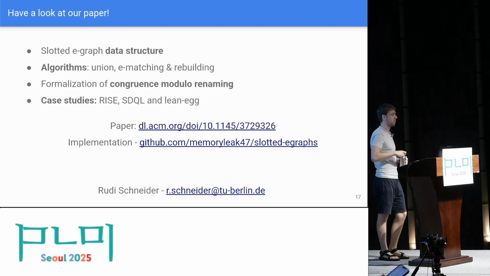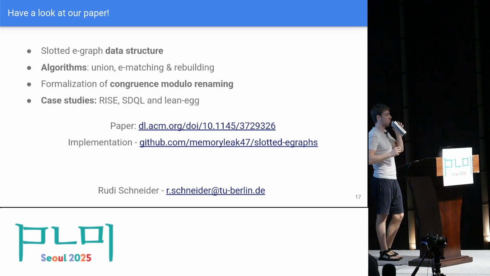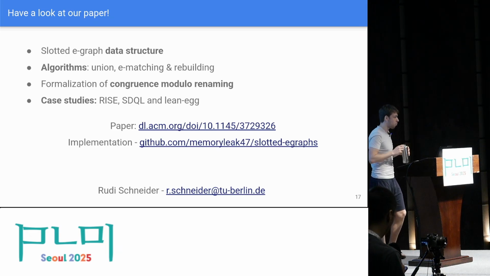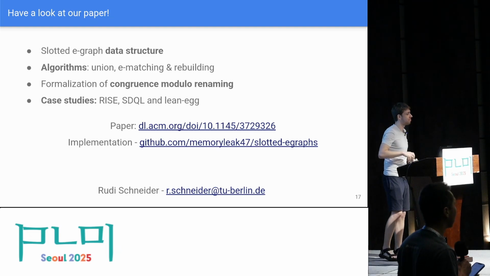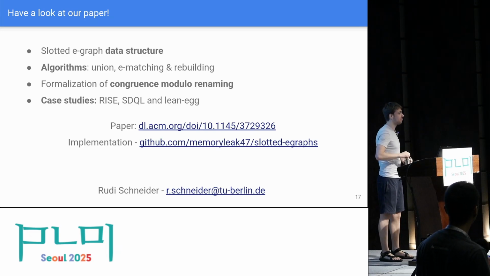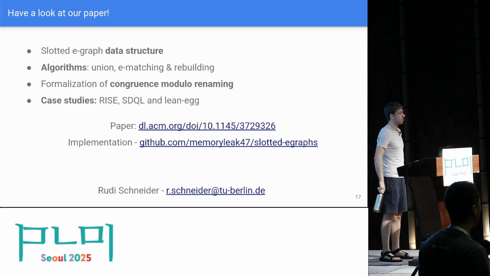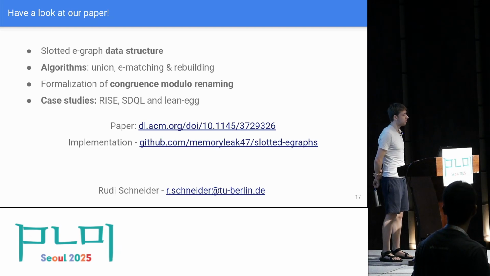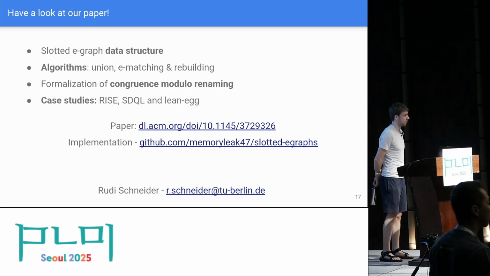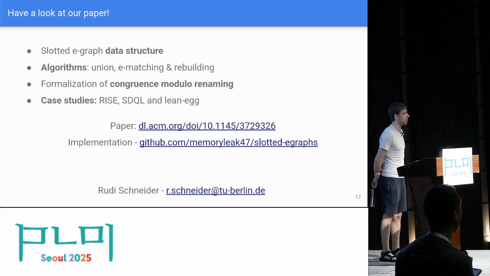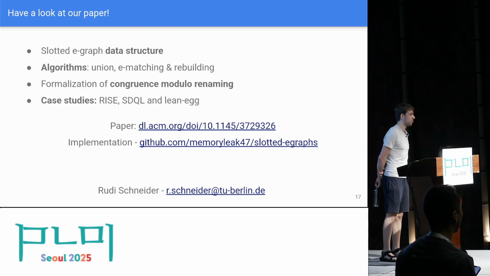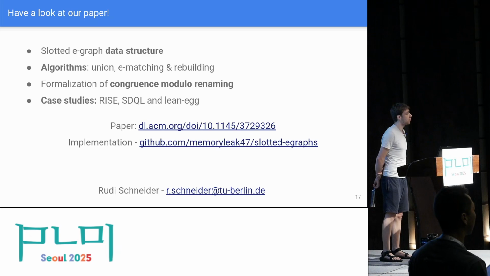Questions? Someone? I'm Michel from GIA. Thank you for your fantastic talk. We are currently using egg in our production code base, and it has ad hoc treatment of bound variables, so I will definitely give it a try. One question is: does slotted egraph support relational e-matching?